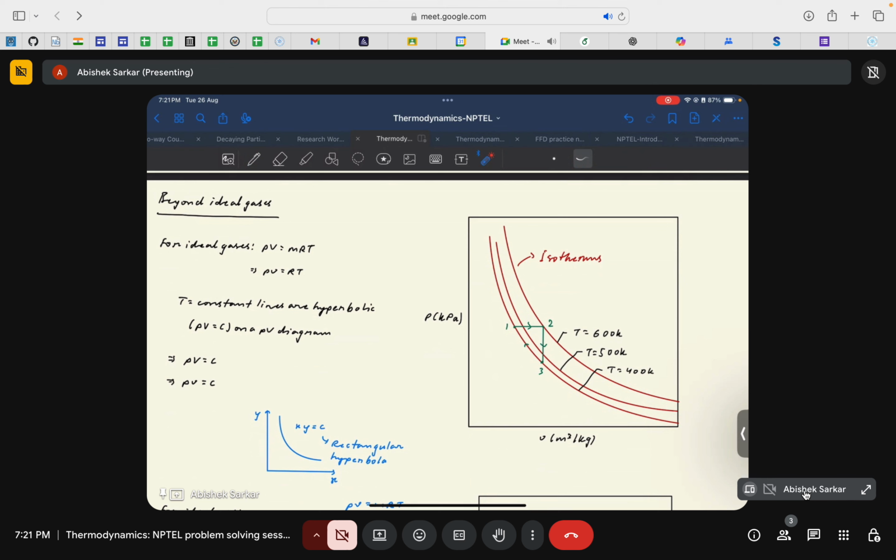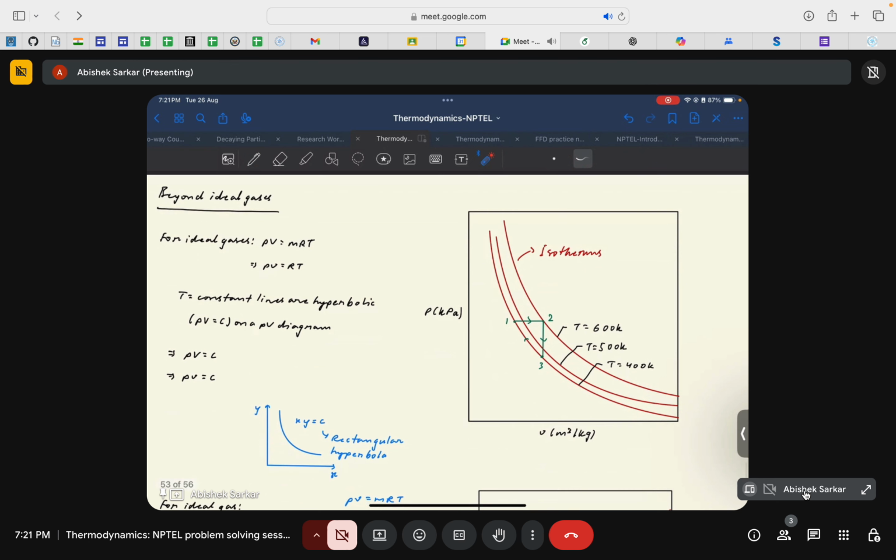Then in a Pv plot, the constant temperature lines are hyperbolic. Why? Because you see that for constant temperature we get a relation that is Pv is equal to constant. So the Pv plot will give you constant temperature lines, that is the isotherms, where this would represent a rectangular hyperbola. Why?